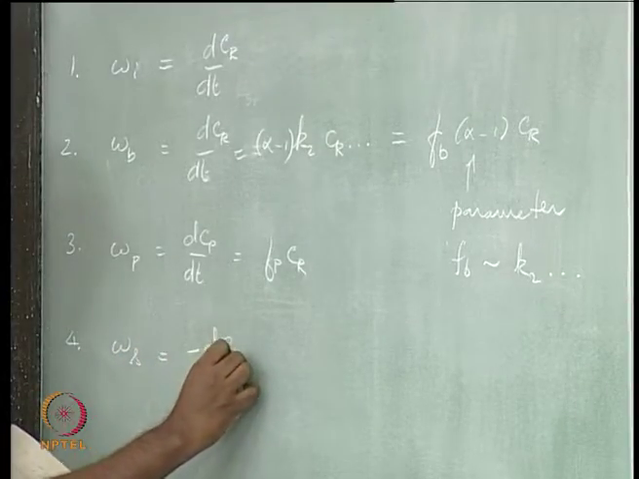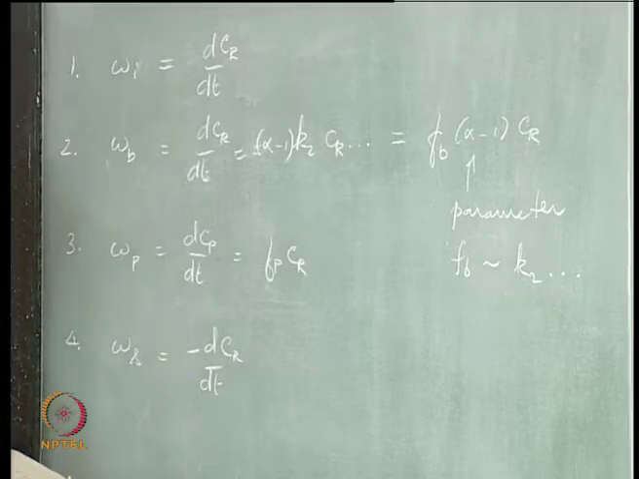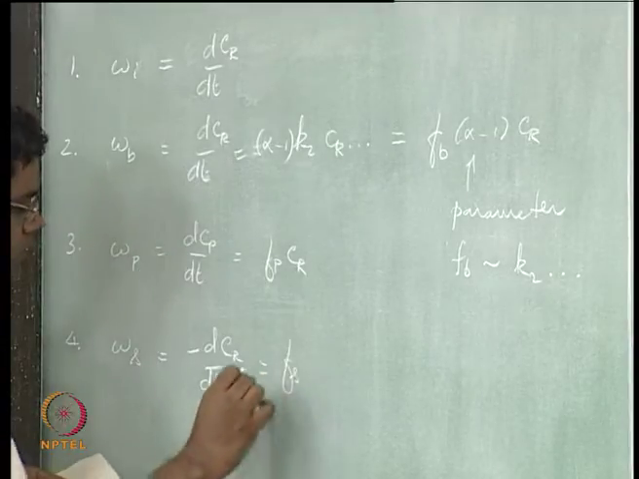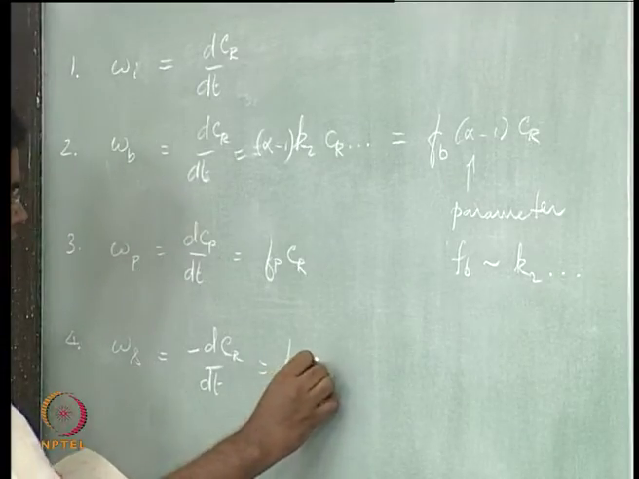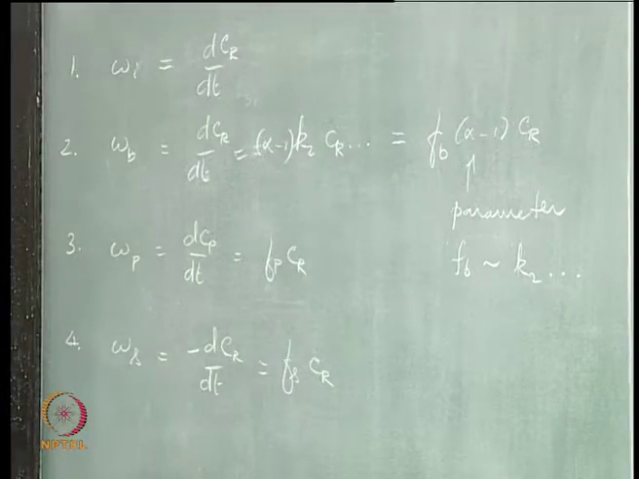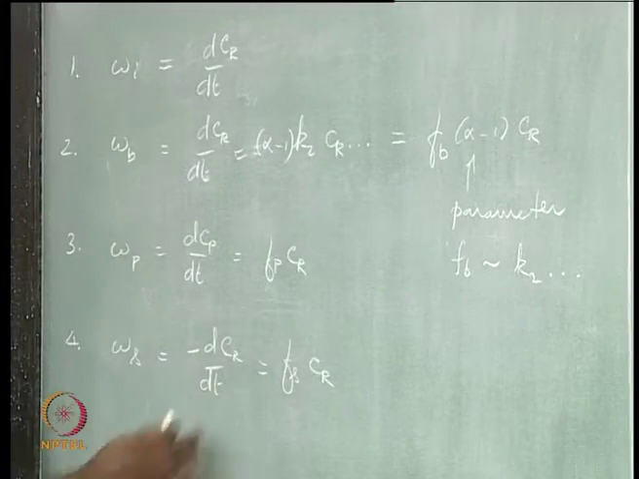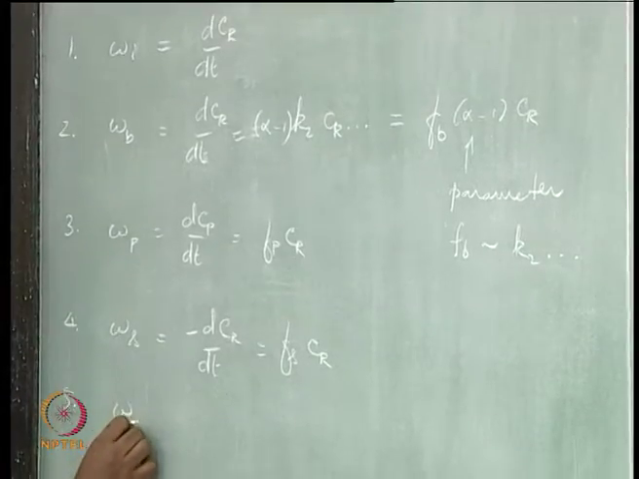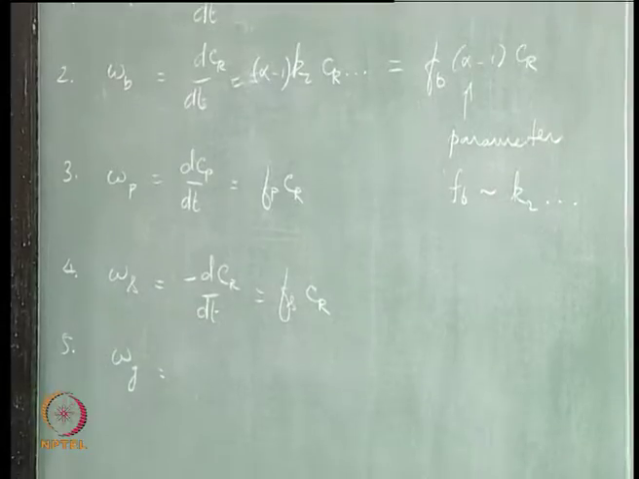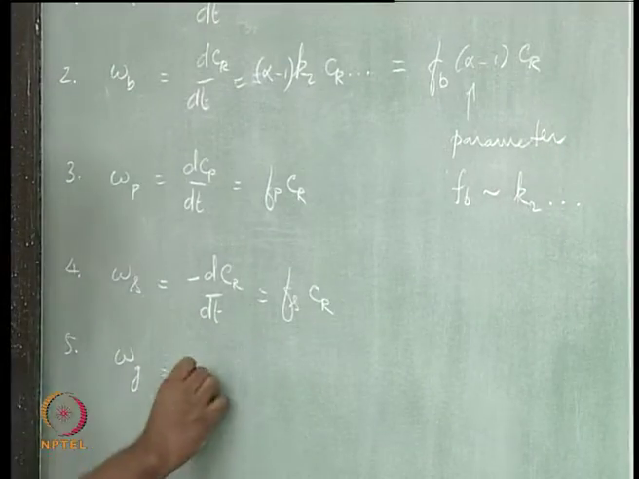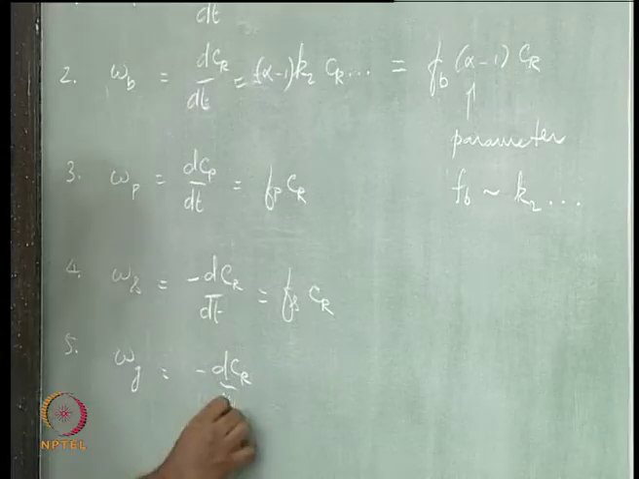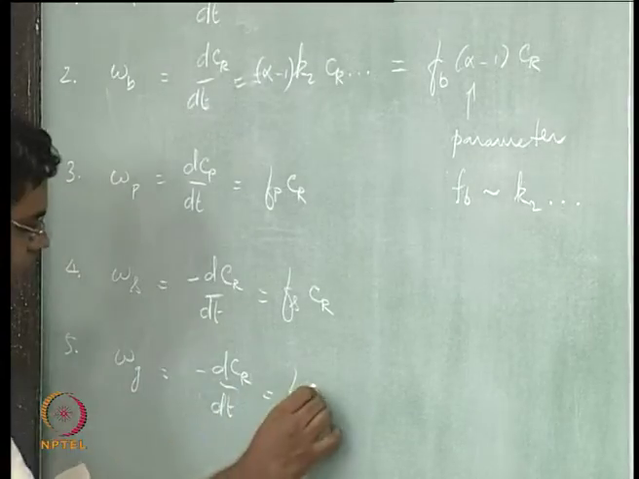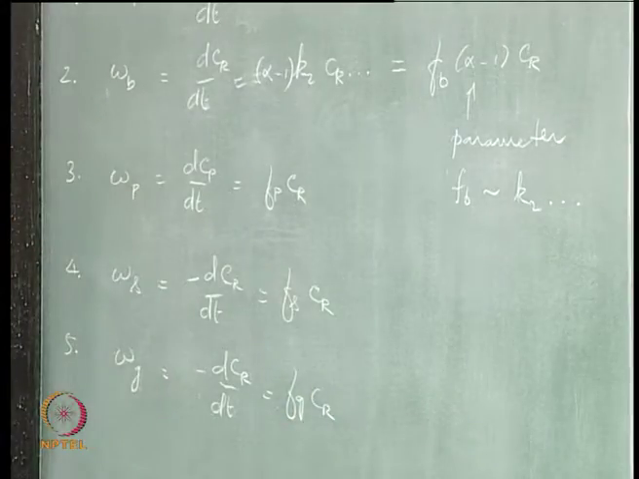So we have a negative dCr over dt there, and that is FsCr. We do not know what else is there other than R on the left hand side, so we just write Fs instead of K4. Similarly, let's call this omega g for the gas phase termination reaction rate. This is again minus dCr over dt equal to FgCr.